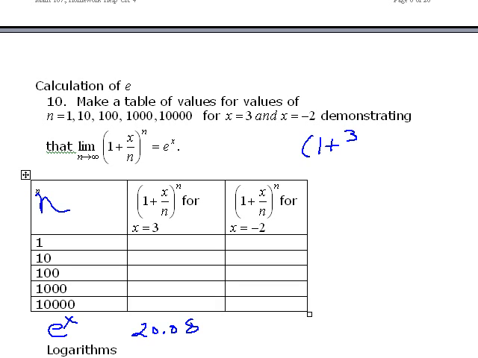That's n, it just didn't get written big. It's 1. So put the 1 here, raised to the first power. Well, 3 over 1 is 3, plus 1 is 4. 4 to the first power is 4. The 4 goes here. Now I go to the second step.